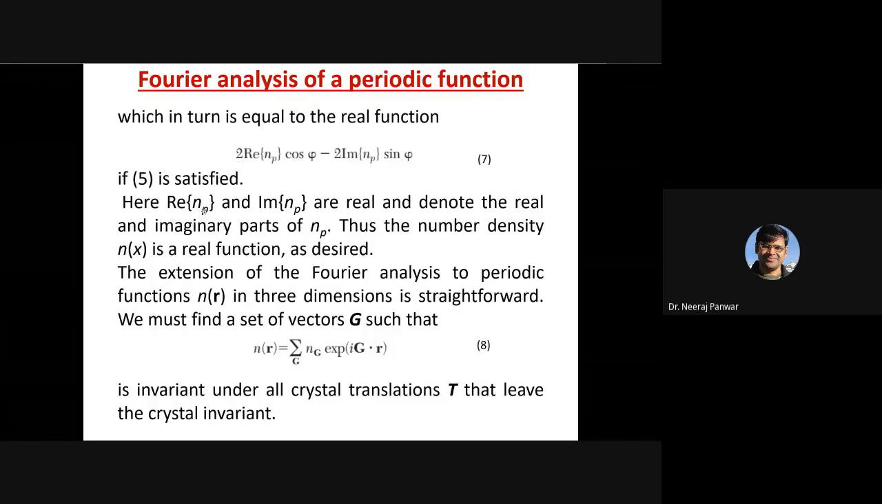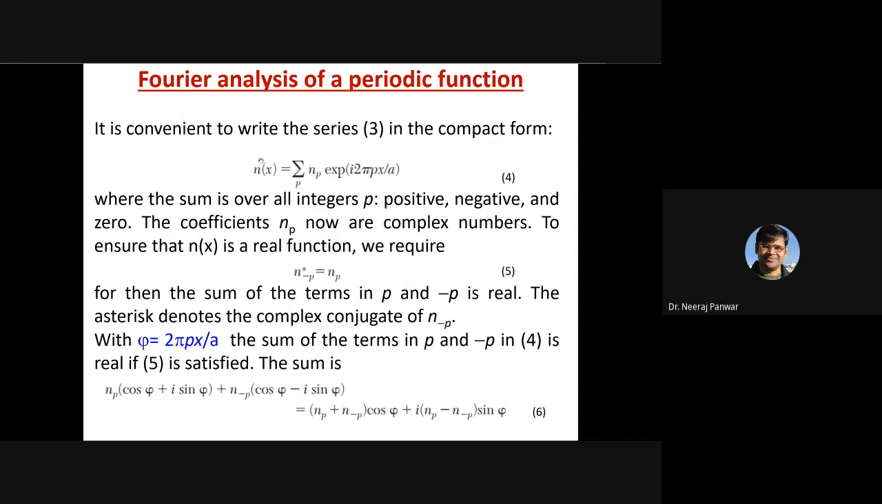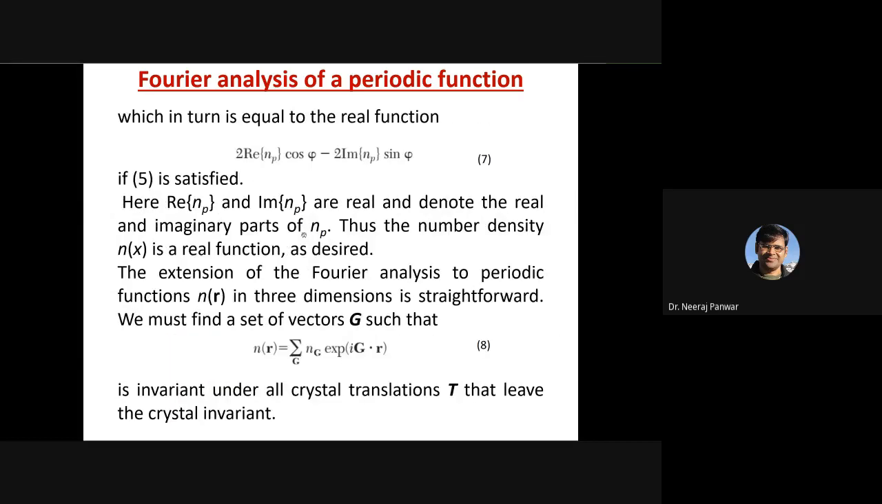Here real part of nP and imaginary part of nP are real, and denote the real and imaginary part of nP. Thus we see that this n(x) is a real function. This n(x) is not a complex function, but it comes out to be a real function. So what we have done so far is in one-dimensional space.